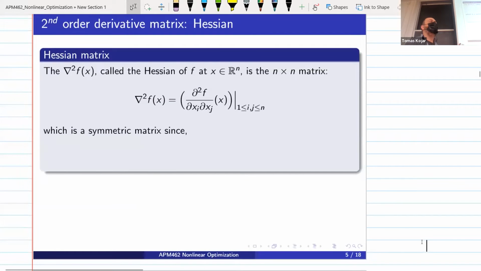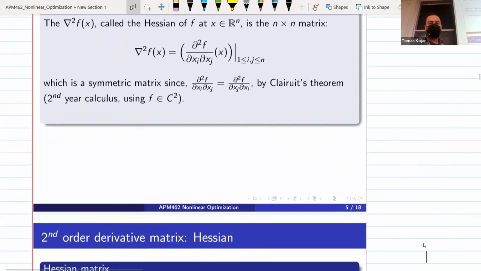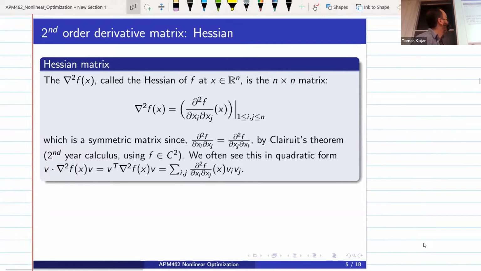And it's a symmetric matrix if you're C2. I will give you a counterexample, but in our case it will always be symmetric because we look at C2 stuff. In some cases, I will show you later, the derivatives do not commute. Anyway, so this is for C2. Let's do a computation. Because we will do Taylor expansion, you will always see it in this form. So you will have V dot matrix V, with a vector V. I will show you in the example if you don't remember.